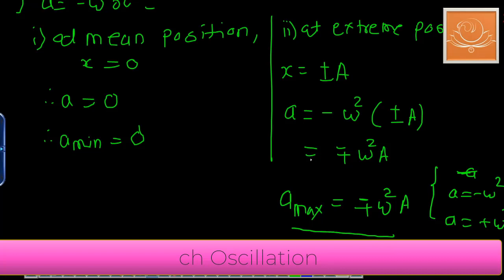These are the values of displacement, velocity and acceleration at mean position and at extreme position. Now see, in short, we can tabulate these values of displacement, velocity and acceleration at mean position and at extreme position.